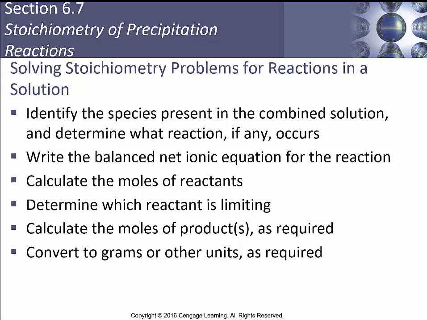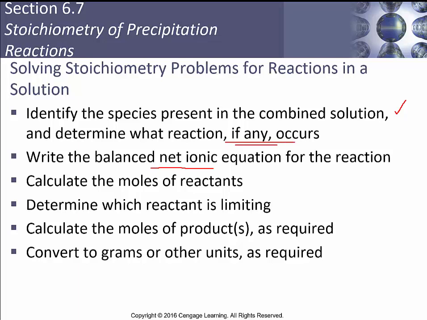And yes, we absolutely 100% can do stoichiometry problems for a reaction in solution. So our steps for this are: identify the species that are present in the combined solution and determine what reaction, if any, occurs, because sometimes you get no reaction. Then write out the balanced net ionic equation for the reaction. We don't care about the spectator ions. They're not involved in our chemical reaction. They're not part of our product. They're not a reactant that is actually changing, so we just need the net ionic equation.